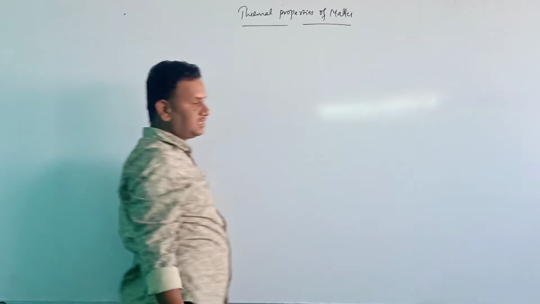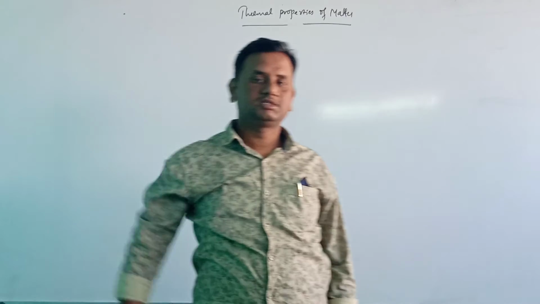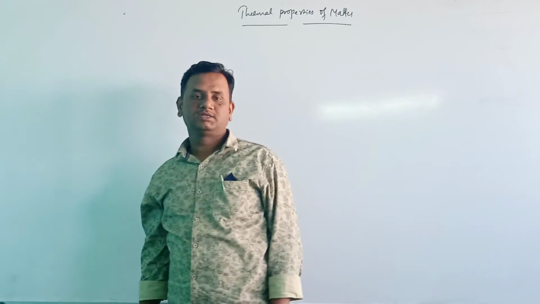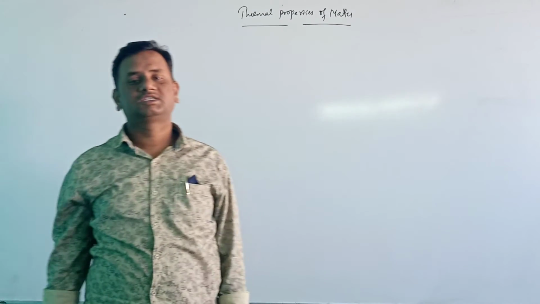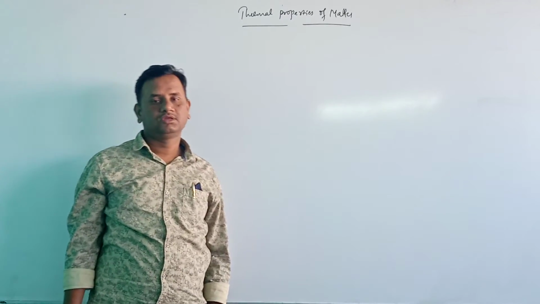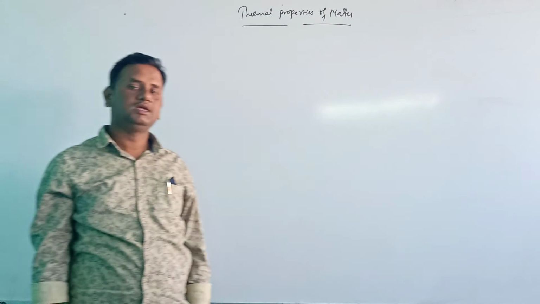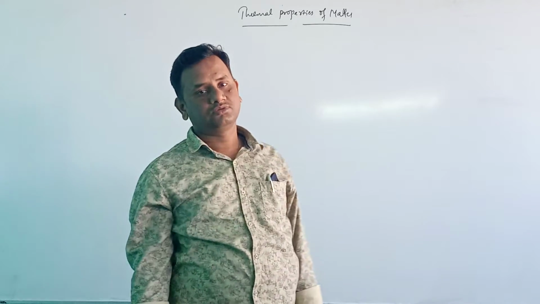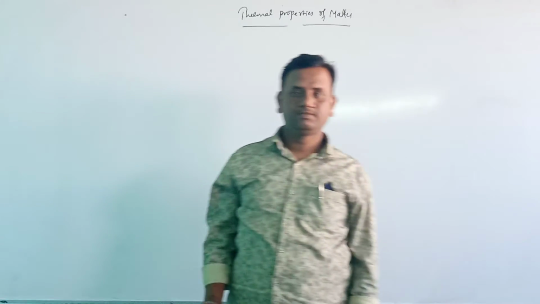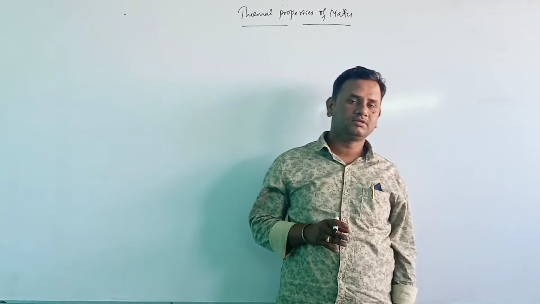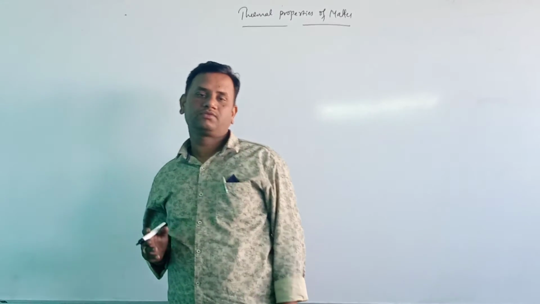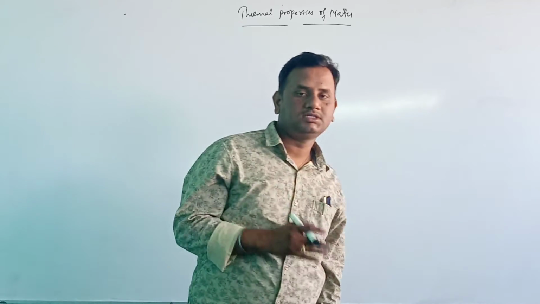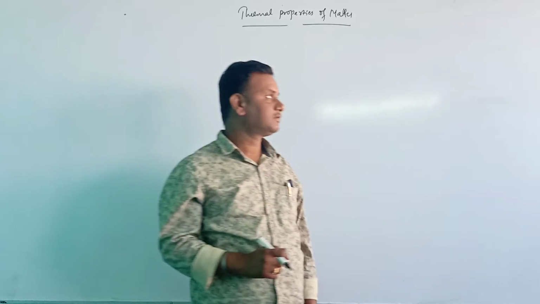In the previous class, we discussed the types of thermal expansion: linear expansion, area expansion, volume expansion, and also the relation between alpha, beta and gamma. These all have the usual meanings. Alpha is the coefficient of linear expansion, beta is the coefficient of area expansion, and gamma is the coefficient of volume expansion.